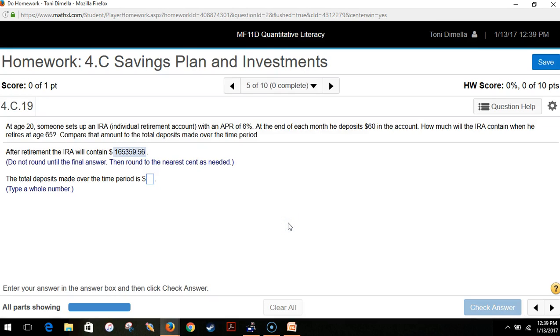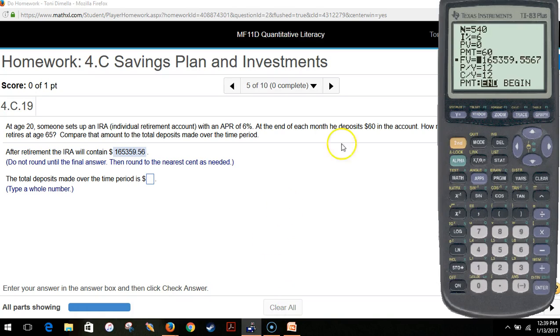And so that's how much money I have now, but a lot of that money is going to be interest that I've earned. So back to the main screen, 45 years, every month I put in $60. I contributed to that account only $32,400. All of the other money that's in that account is interest that I've earned.